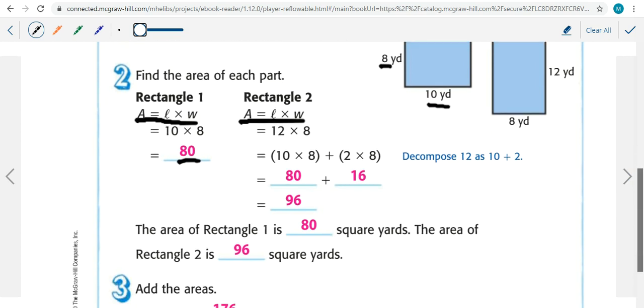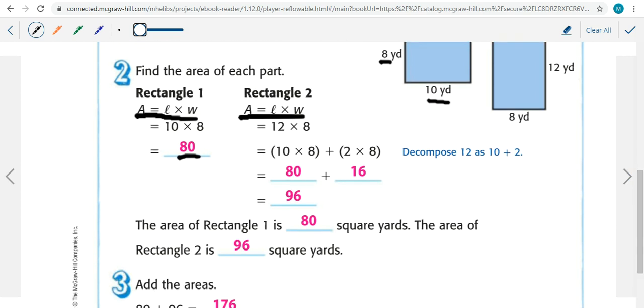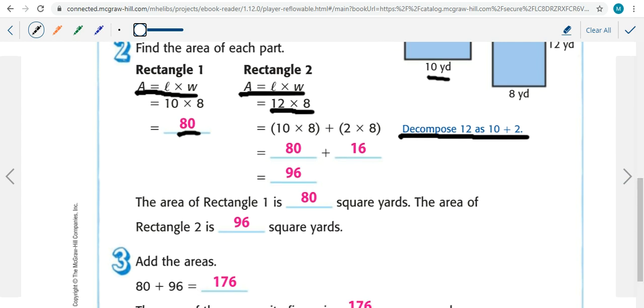Let's find the area of the other rectangle. In the book we are going to find 12 times 8. The multiplication table of 12, we didn't learn it. An easier way to solve this is to decompose. We are going to decompose 12 as 10 plus 2. We are going to use the distributive property for this.